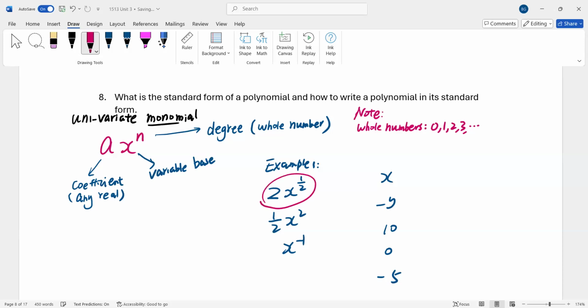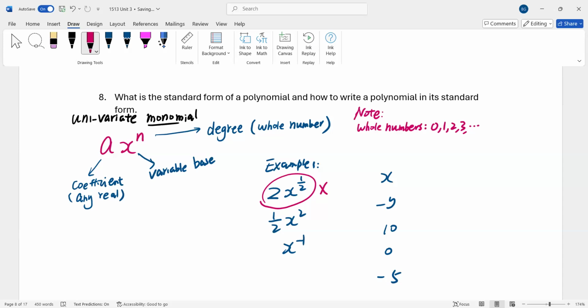Is this a monomial? It is not, because the degree, the exponent on the shoulder of x, has to be a whole number, right? Whole numbers include 0, 1, 2, 3. One half is a fraction, not a whole number. Half a pizza doesn't make a whole, right? So for that reason, this is not a monomial.